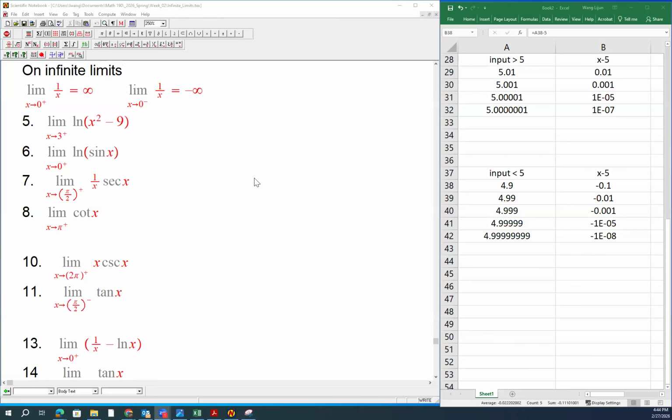Hello, everyone. This is the second part on infinite limits. In this part, we'll be diving into functions that have more complexity, which are composite functions or products of functions. Some of these functions include the natural log and the sine, cosine, tangent, and cotangent functions. We're going to take this opportunity to review these questions.